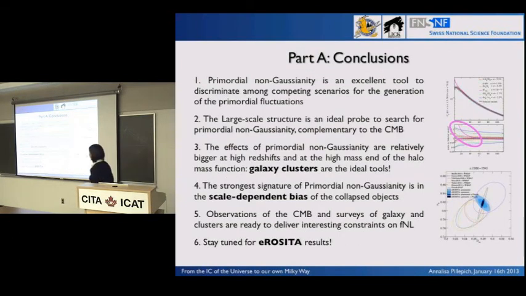And to conclude, I just want to summarize the first part of my talk that was on large scales on primordial non-Gaussianity, and I hope I conveyed that primordial non-Gaussianity is an excellent tool to discriminate between competing scenarios for inflation. And we have ways to detect primordial non-Gaussianity not only in the CMB, but also with the large scale structure. And the effects of primordial non-Gaussianity are relatively bigger at higher redshift and at higher halo masses. So if you have a cluster survey, you're done. And if you have a cluster survey which spans all the sky, you're also done, because the scale dependence of the halo bias is bigger at bigger scales in separation.